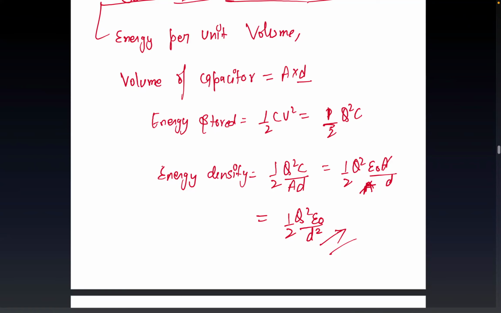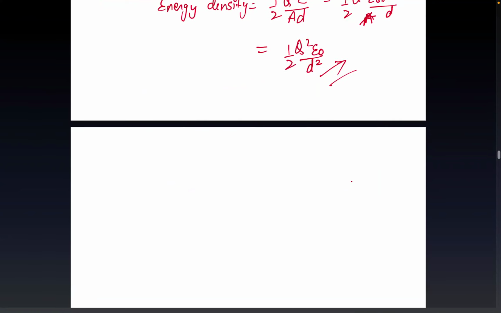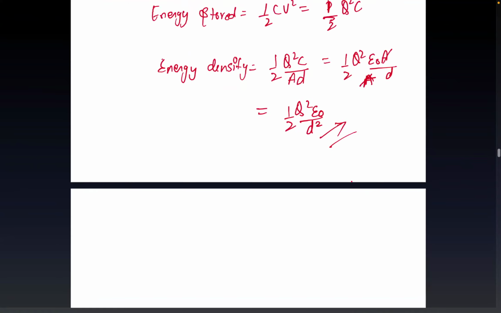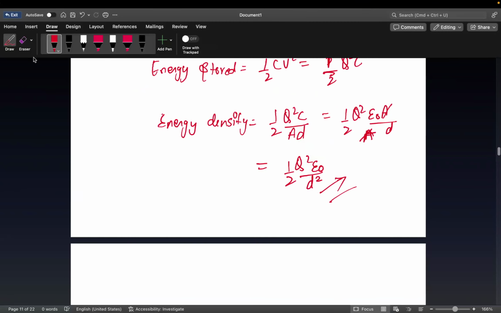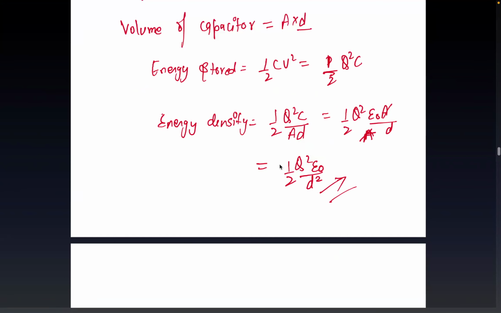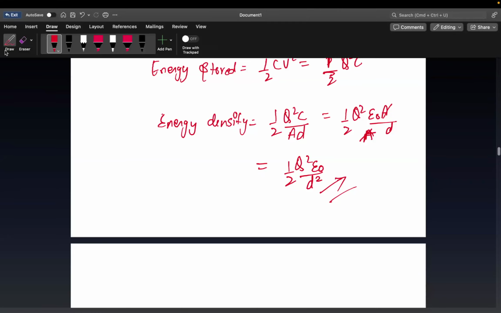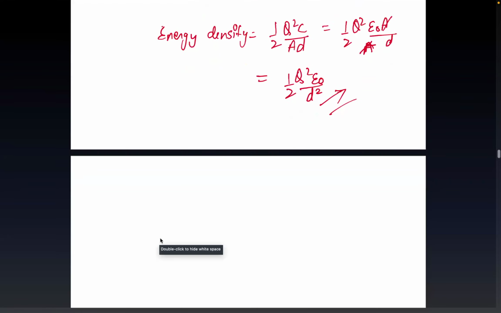Wait. We can cover this in the format of electric field. It's better to write energy density in the form of electric field. So let's go back. Let's derive it in another format using the electric field part, or maybe I can cover it from here itself. So what energy density have I got?